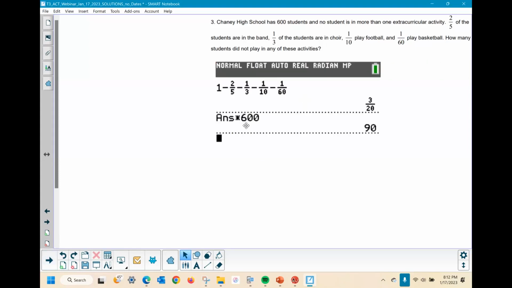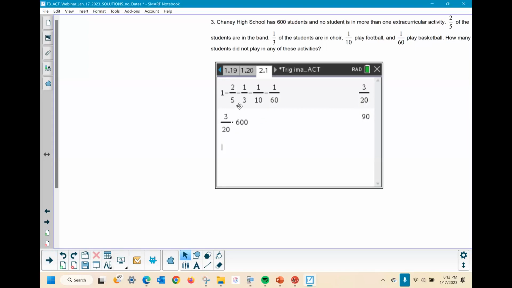If you're an 84 user, you can use the fraction template: 1 minus 2/5 minus 1/3. Say subtract all the fractions off from one whole set of students. And there are 3/20ths left. I just press the times sign, 600. It takes the last answer and multiplies by 600. So there are 90 students. Similarly, on the Inspire, the fraction template is found by pressing Control Division. You get the quick fraction template. Someone asked about the fractions, and I'll show that on the next example.